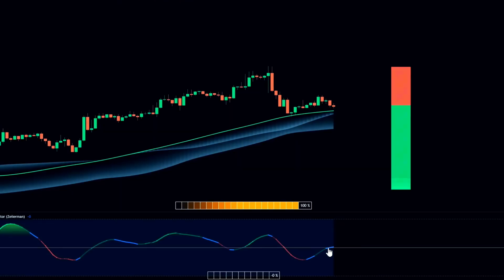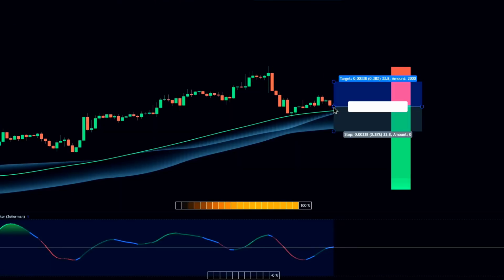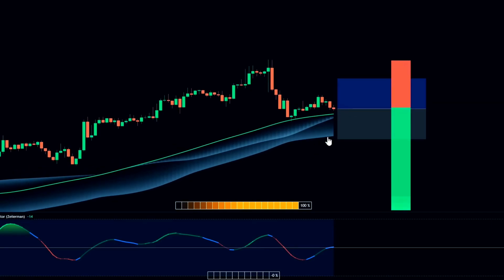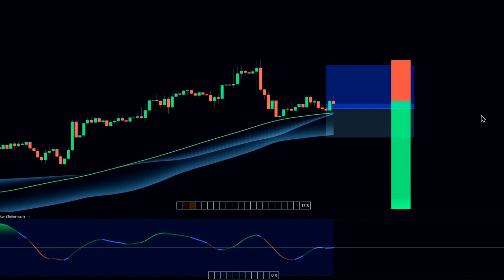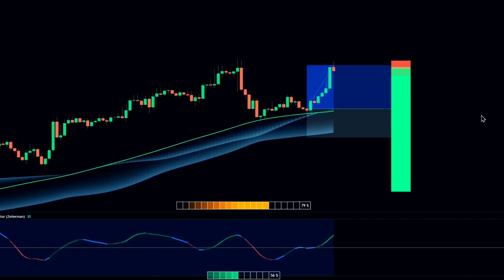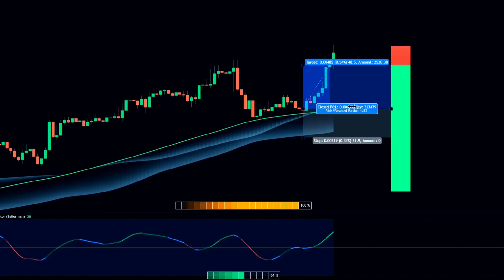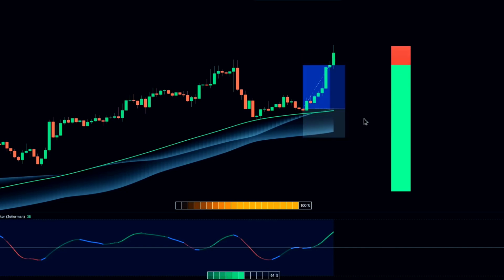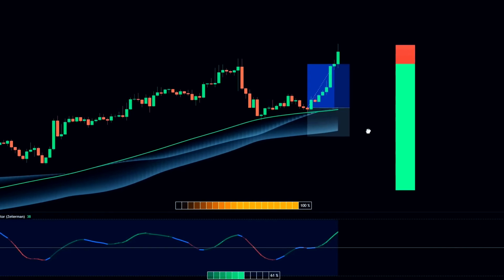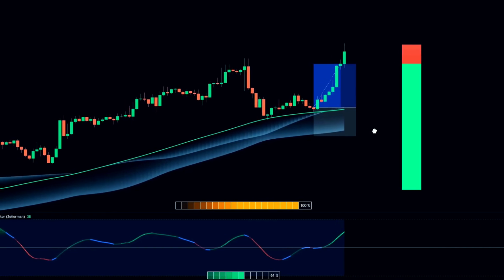6. Enter the trade when the oscillator crosses above the 0 line. Set your stop loss near the trend ribbon and aim for a 1.5 to 1 risk reward ratio. Let the trade play out, and if all conditions are met, it's likely to be profitable. But don't be too hasty. I have a couple of gems just before the end of the tutorial for you to add to this and make it way more profitable than it is now.